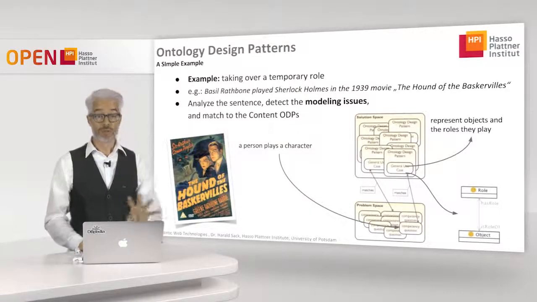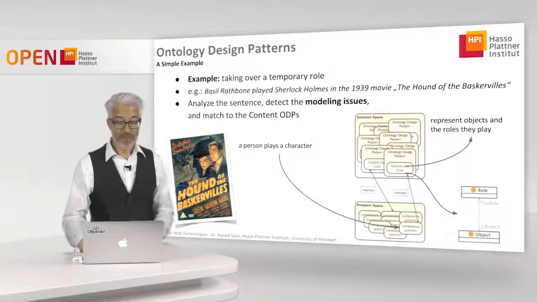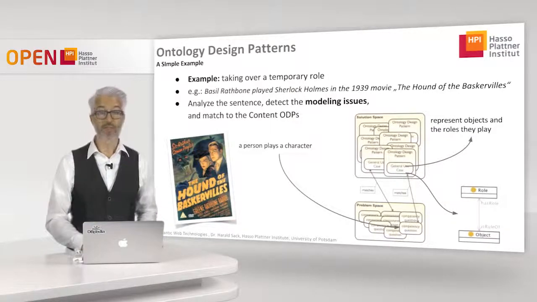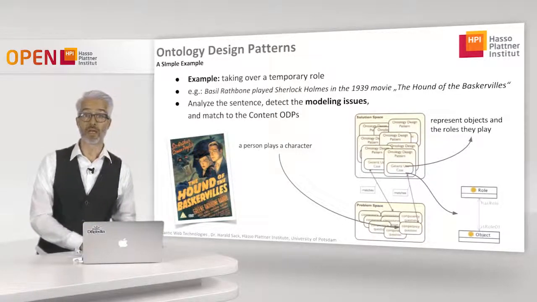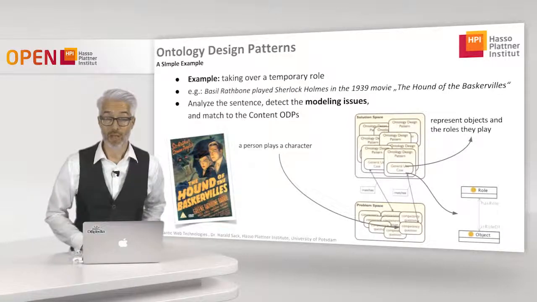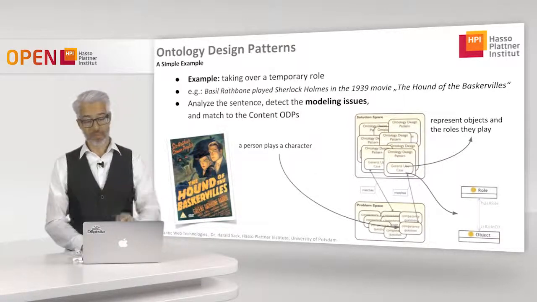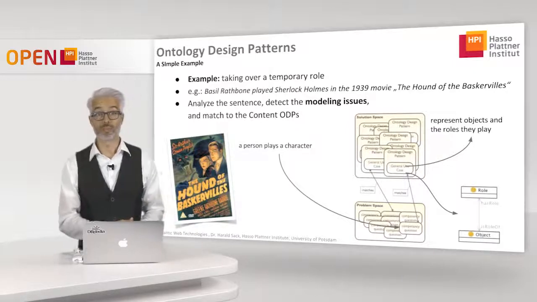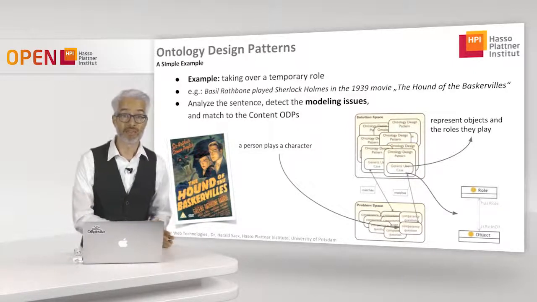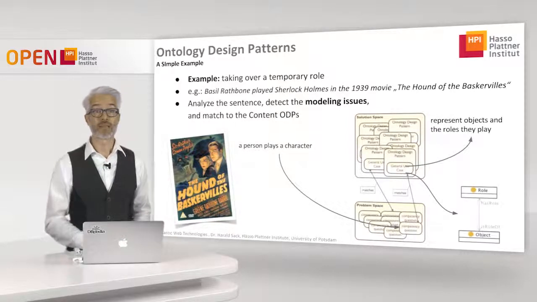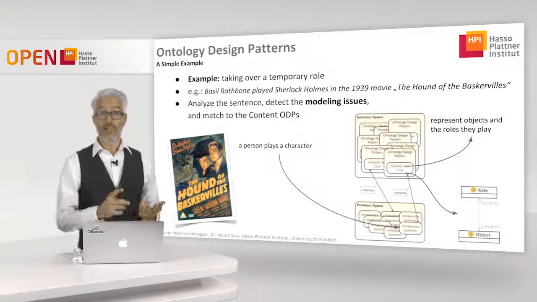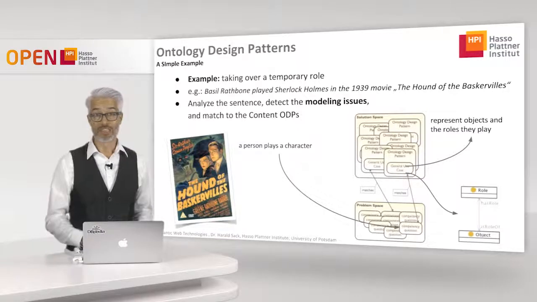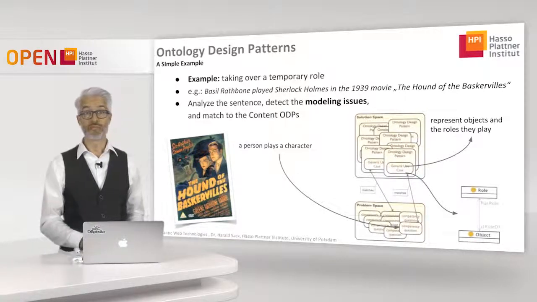So I want to somehow model a fact like Basil Rathbone played Sherlock Holmes in the 1939 movie The Hound of the Baskervilles. So what I want to model here is exactly this. Somebody is taking over a temporary role, which means Basil Rathbone played a specific character in that 1939 movie. So what I have to do is first I have to analyze the sentence here which contains the knowledge that has to be represented.